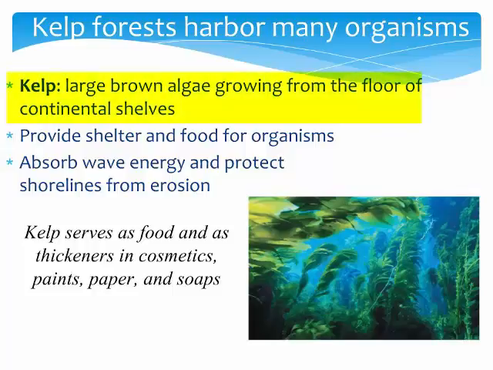Kelp forests are another type of marine environment. Kelp is large brown algae that grows on the floor of continental shelves. Kelp can grow to 200 feet tall. An extensive area with tall kelp is known as a kelp forest. Kelp forests provide shelter and food for organisms, absorb wave energy, and protect shorelines from erosion. Kelp is also a food source for people in Asian cultures and is used as a thickener in cosmetics, paints, paper, soaps, and some food products.